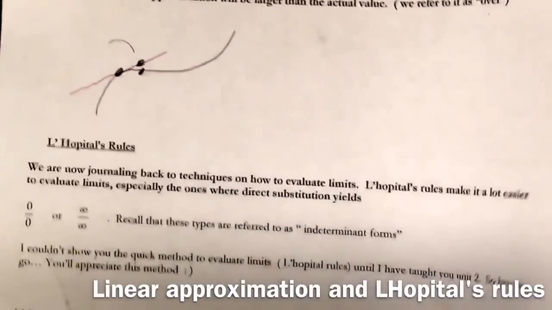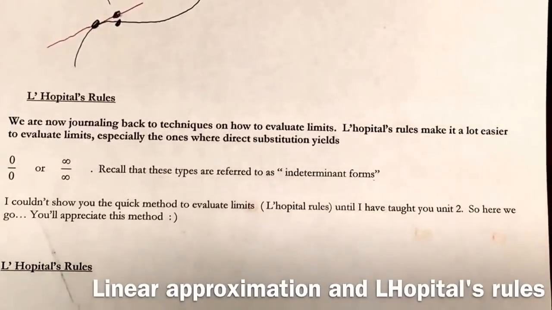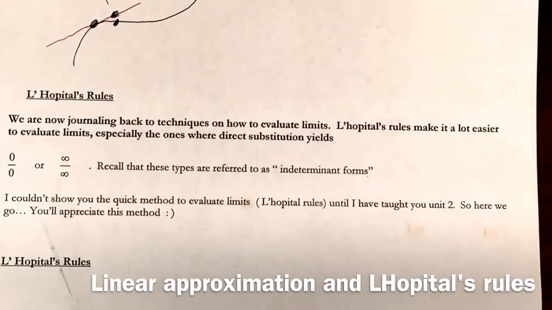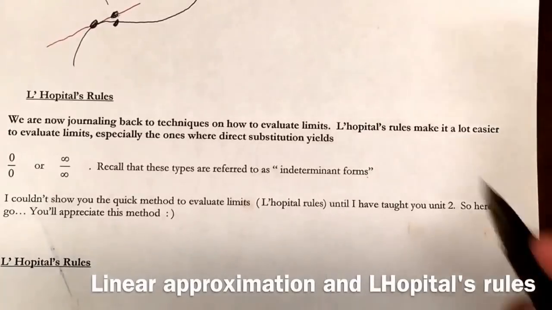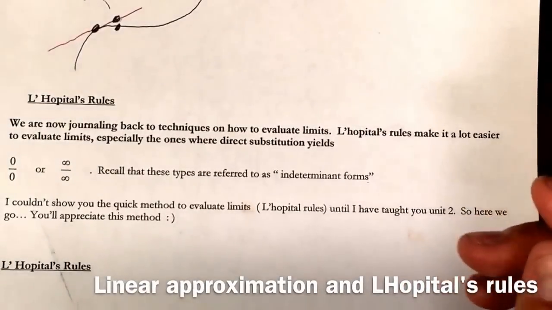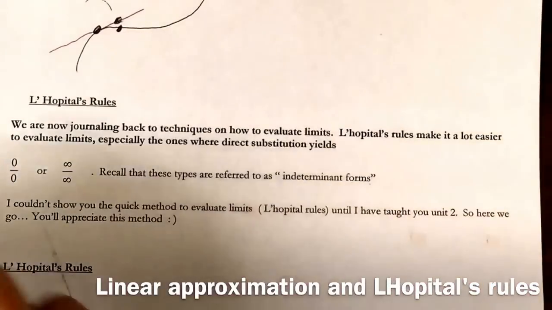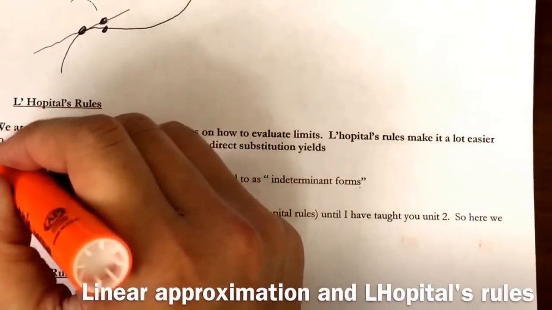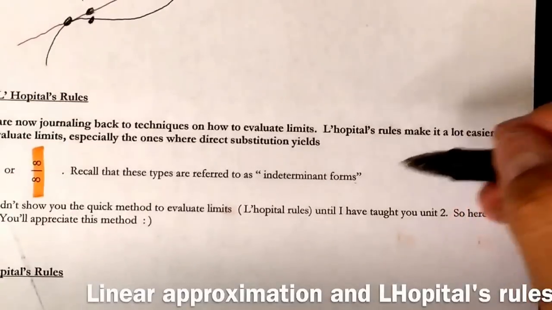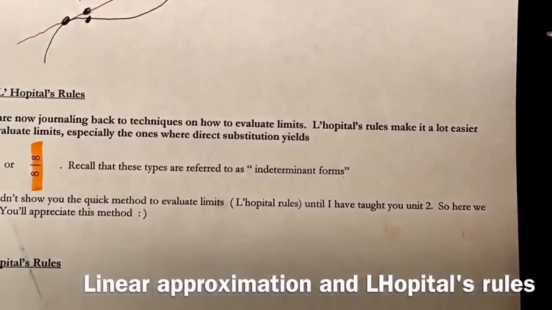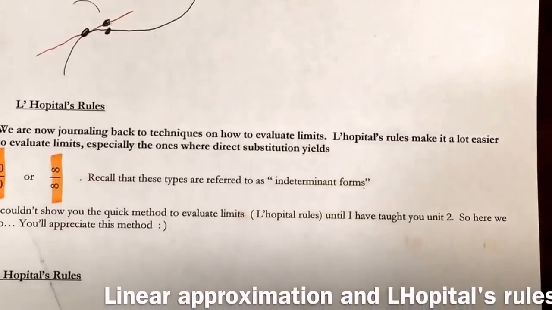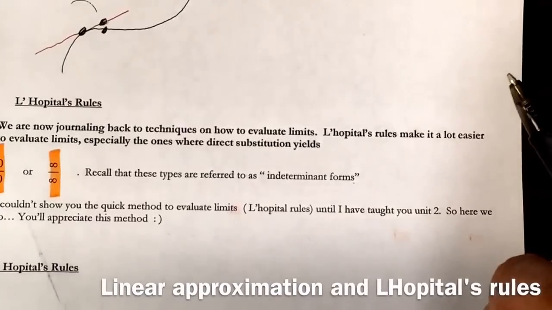All right, now the last thing we want to discuss is called L'Hopital's rule. L'Hopital's rule takes us back to Unit 1 because it gives us a technique on how to quickly evaluate limits. Now, if you recall, evaluating limits in the first unit was kind of challenging because there are times where you do direct substitution and you get one of these. And when you do, these are referred to as indeterminate forms. If you have forgotten indeterminate forms, then please go back and review them.